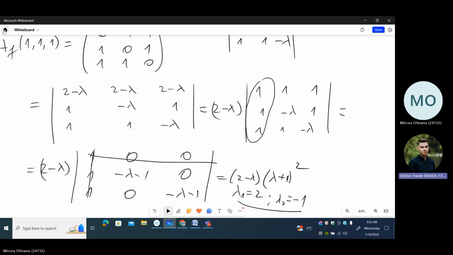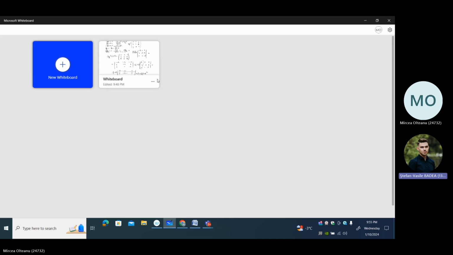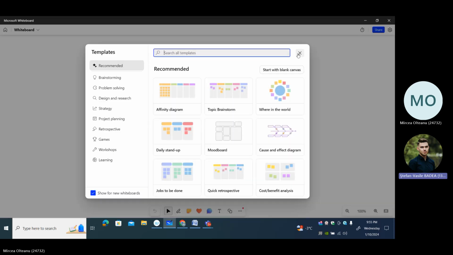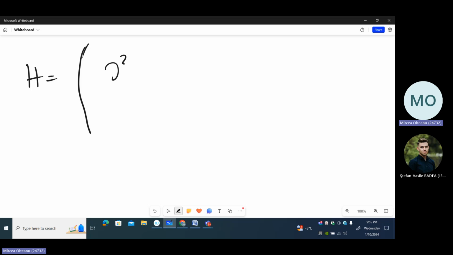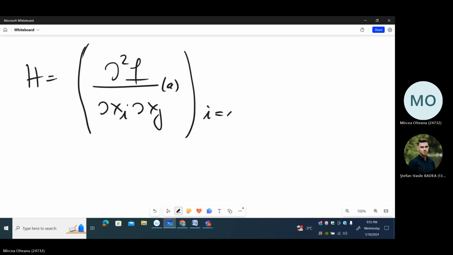I didn't quite understand how we have to compose the Hessian matrix for three variables. I know that on the principal diagonal we have the second order partial derivatives, but I don't know in which order I have to put the mixed ones. It's very simple. The definition is this one: the partial derivative of f over partial x_i, x_j. This is the Hessian matrix at some arbitrary point A.